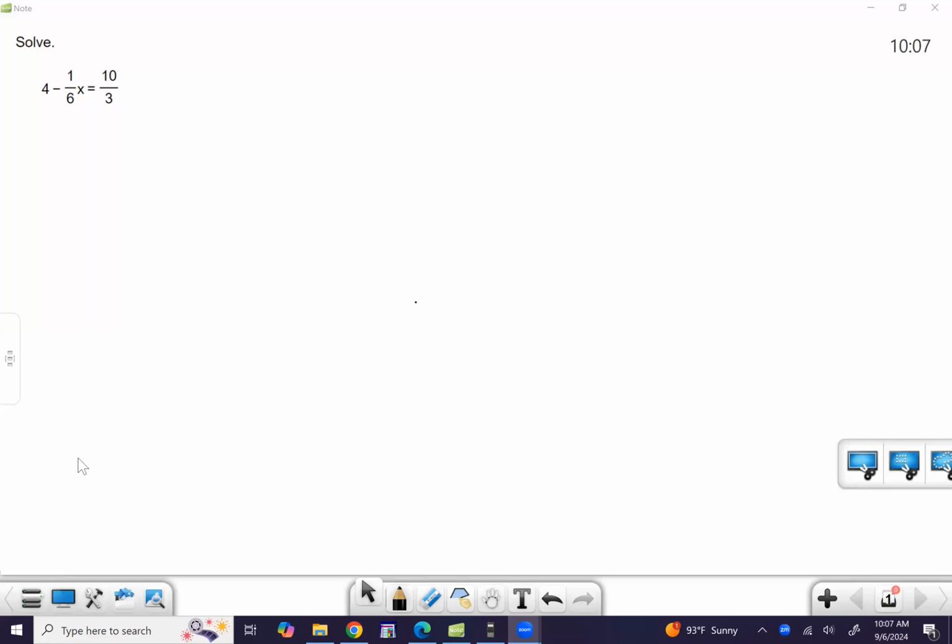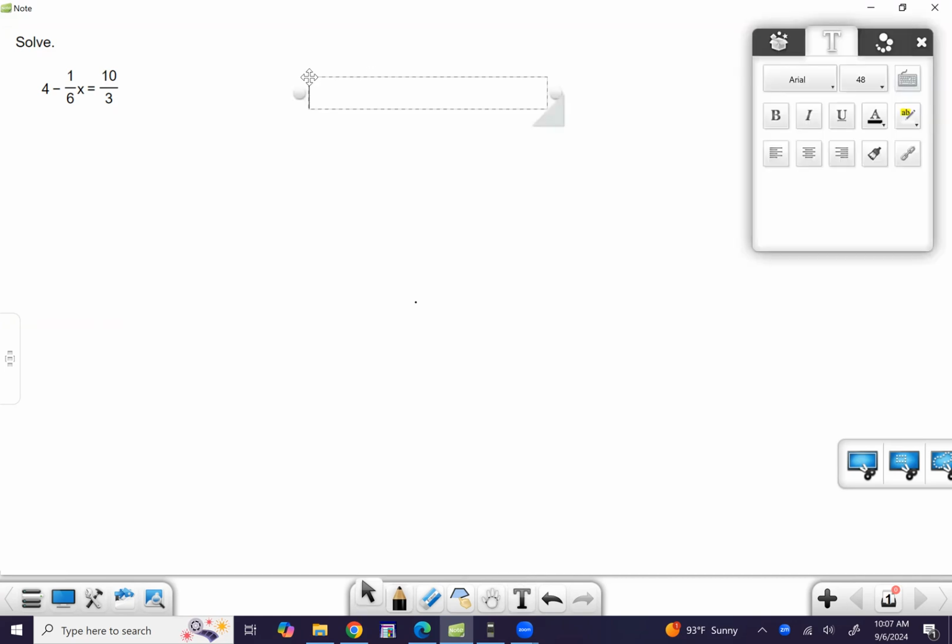All right, let's take a look at number 4. So this one looks a little tough because of all these fractions. But we don't have to work with the fractions if we don't want to. Recall that if you want to get rid of the fractions in an equation, you just have to multiply by the LCD. So let's figure out what the least common denominator is.